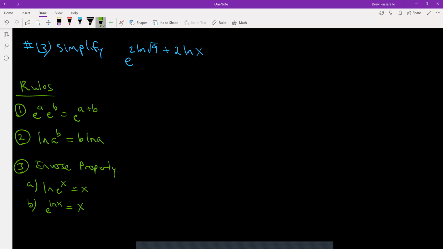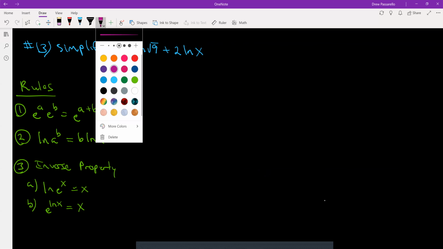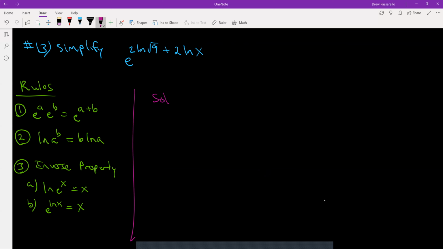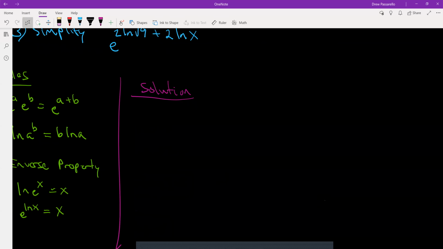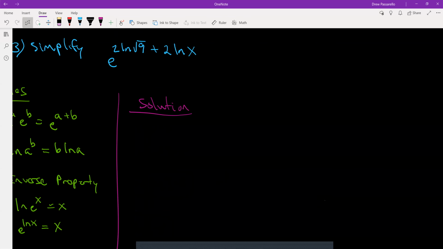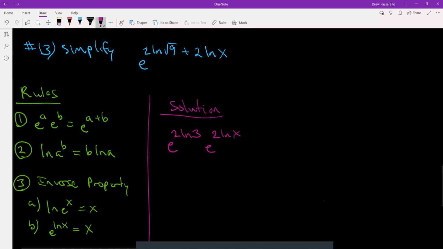So here, the first thing I'm going to do is, so this will be the solution. I'll break it up because it's an exponent, the whole thing. So I would first use the first rule so that it turns into e to the 2 times natural log of, I guess you can go ahead and write square root of 9 is 3. And then plus, or sorry, e raised to 2 times natural log of x. So I just used rule 1.